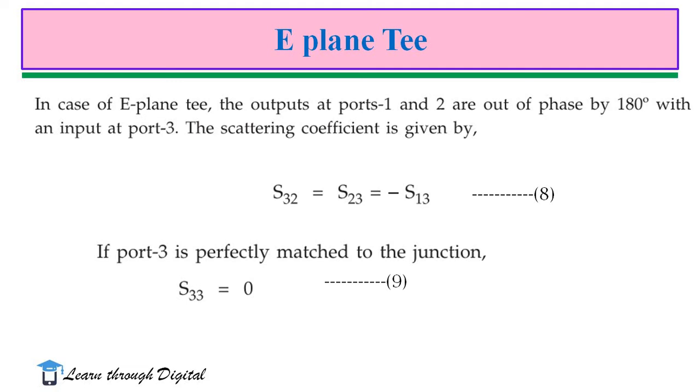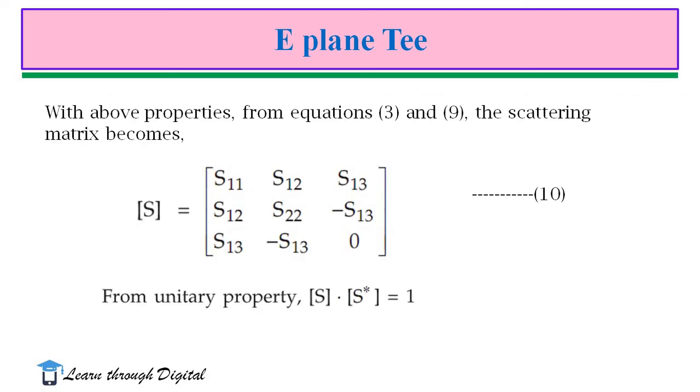So in case of E-plane T, the output at ports 1 and 2 are out of phase by 180 degrees with an input at port 3. The scattering coefficients are given by S32 = S23 = -S13. Same magnitude but opposite phase. Here this negative sign indicates there is a 180 degree phase difference between the outputs appearing at port 1 and 2. If port 3 is perfectly matched to the junction, S33 is 0.